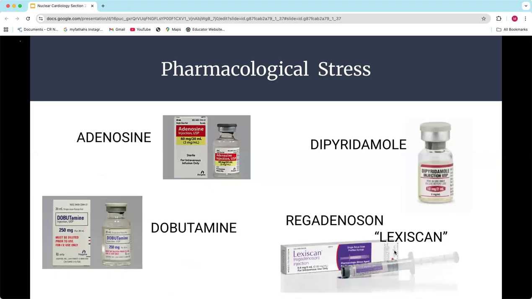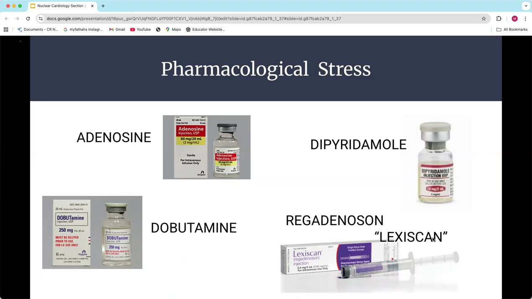Now we're going to talk about pharmacological stress. So I've included 4 on here. These ones still are currently on your boards. The real reality of this is you're probably most of the time going to be using regadenoson.